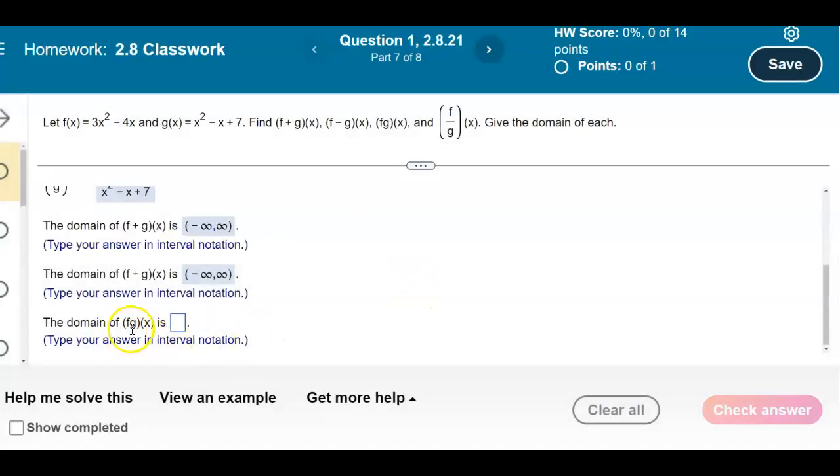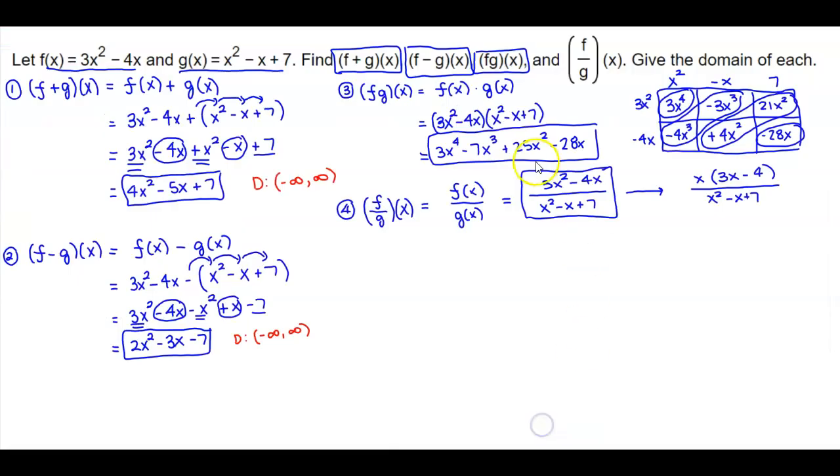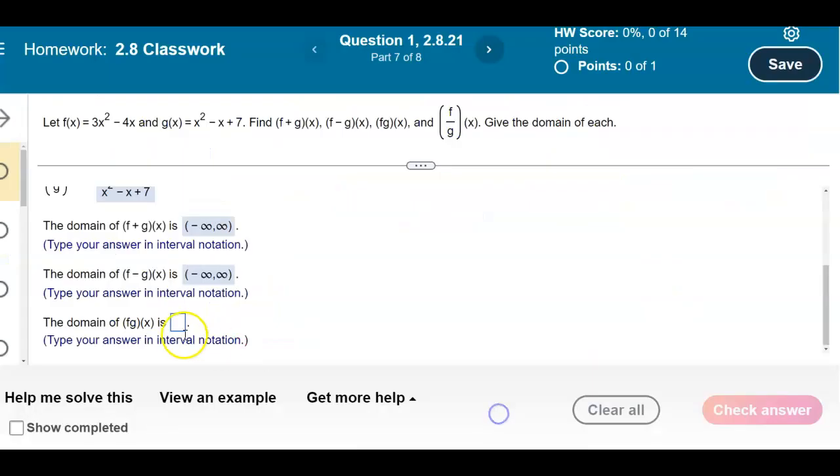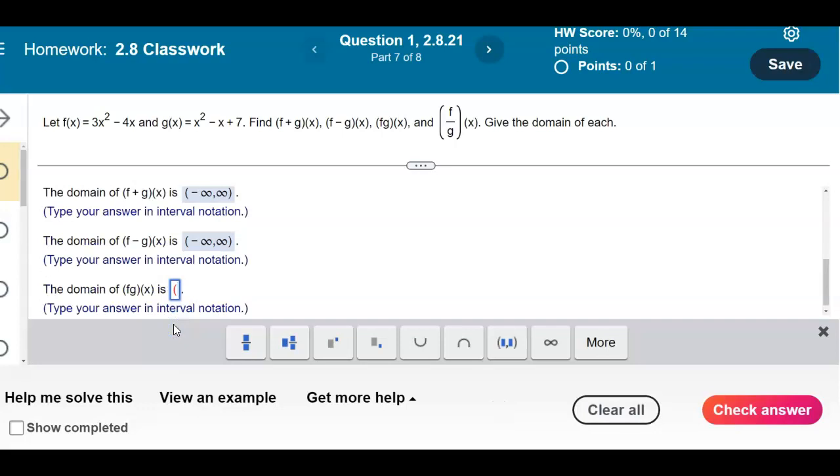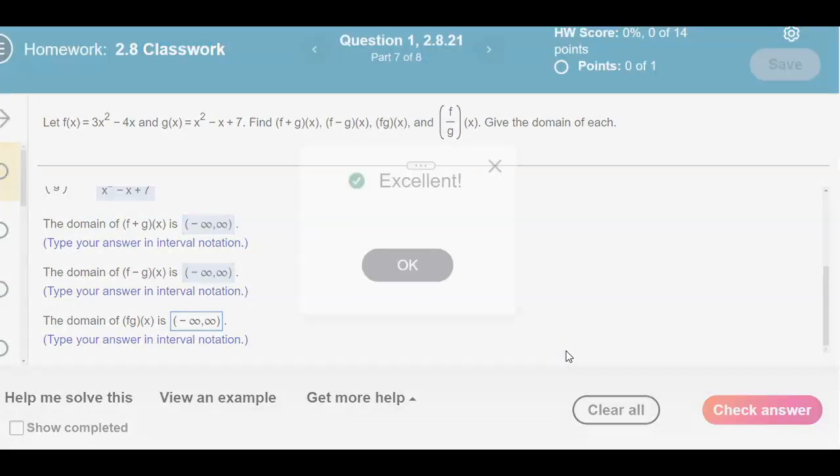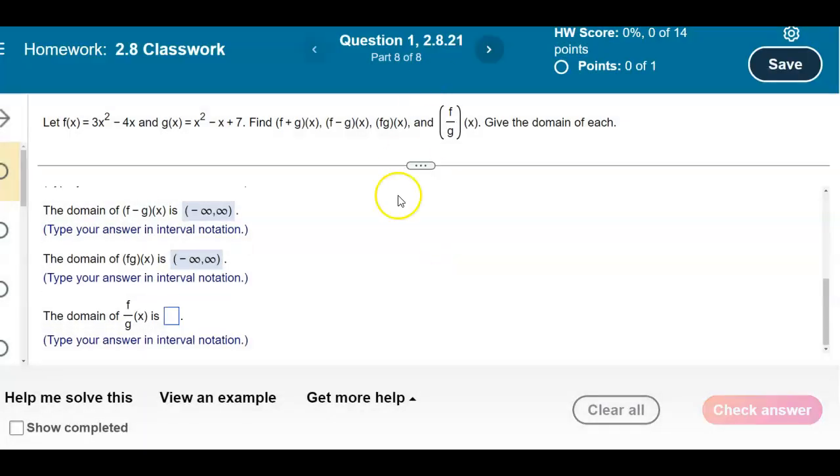Now let's take a look at the domain of f times g of x. So this is f times g of x, and again, you can put any value in for x. So therefore, the domain of this function is going to go from negative infinity to positive infinity. So let's go ahead and do that. So we have negative infinity, comma, positive infinity. Check our answer, and there is our result.